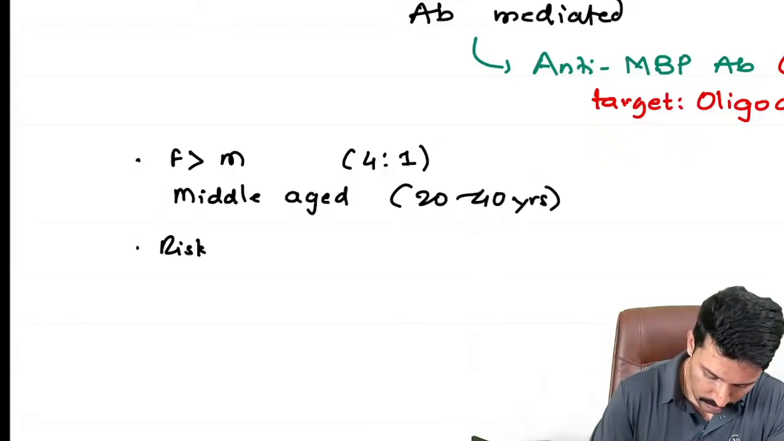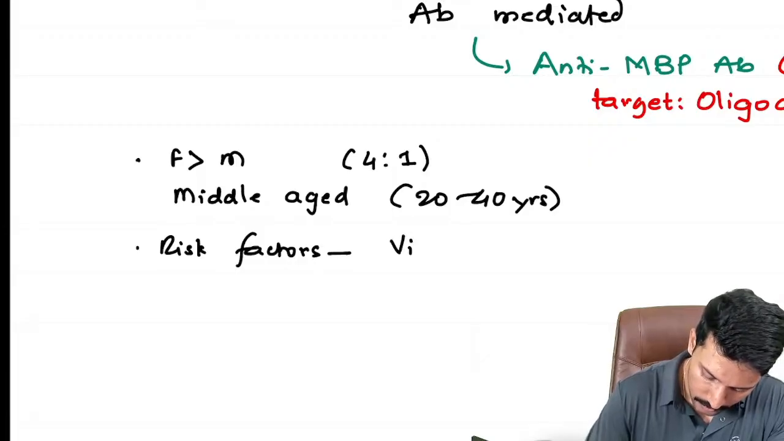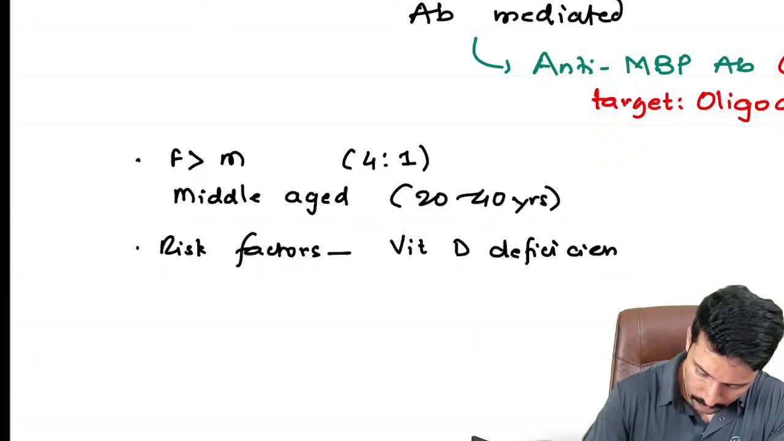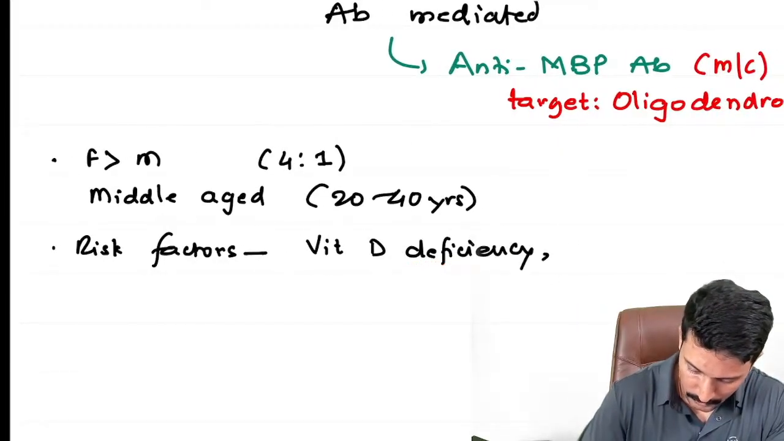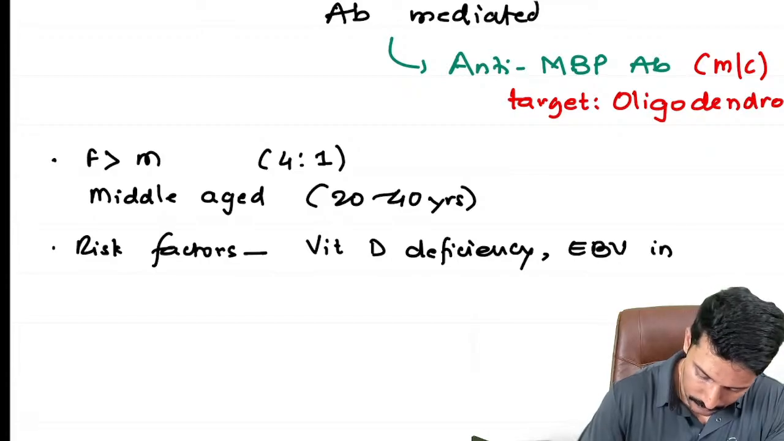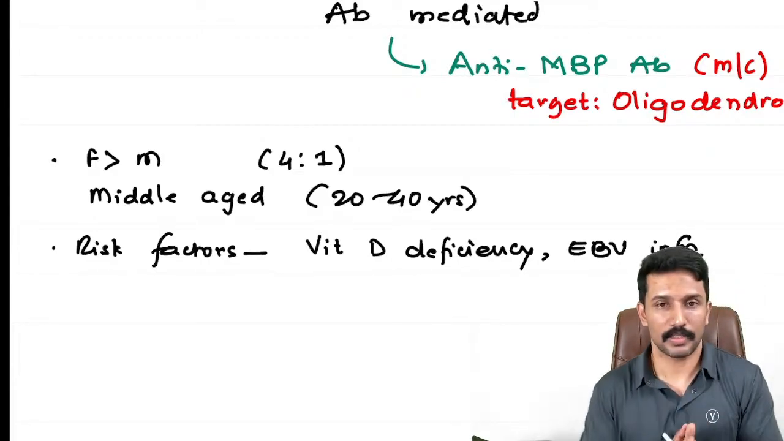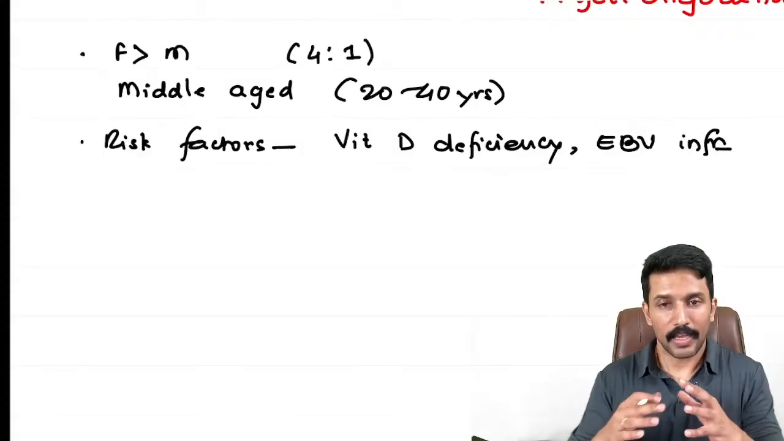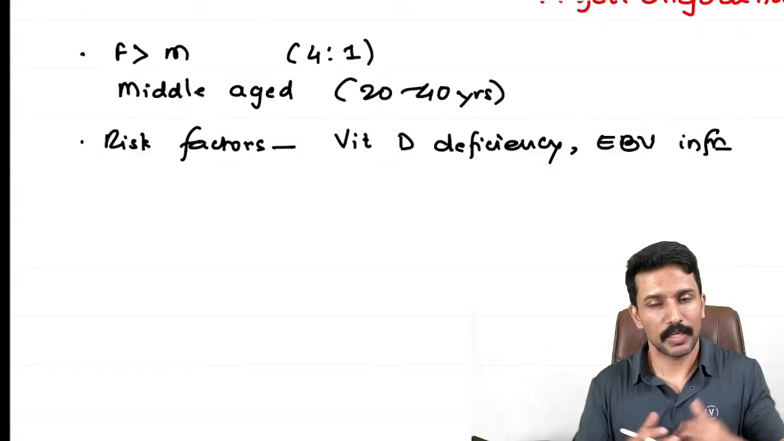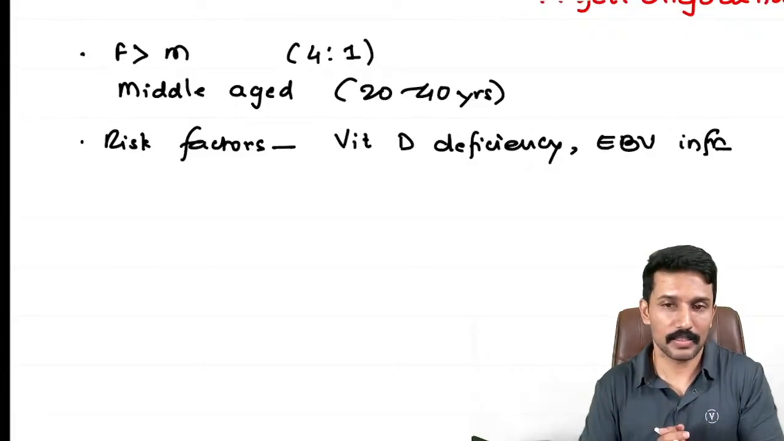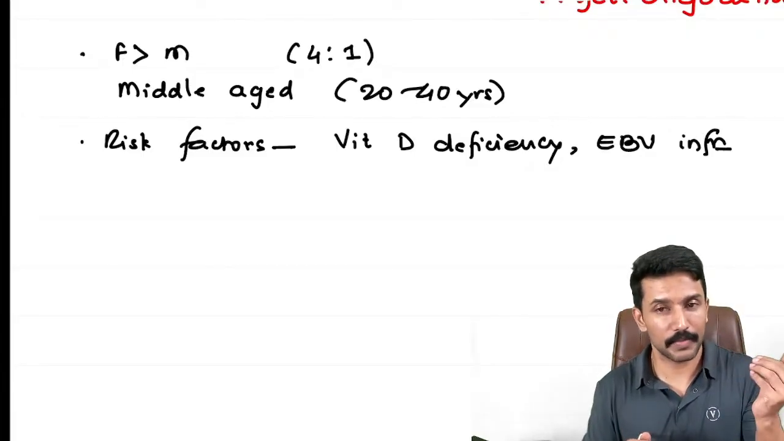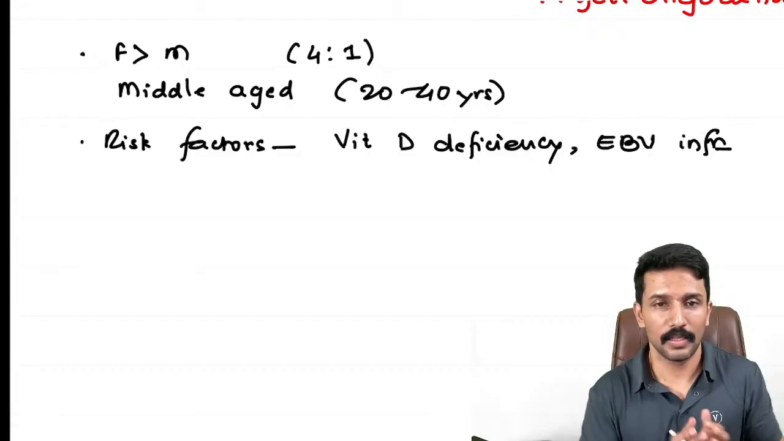The risk factors for this include vitamin D deficiency, then Epstein-Barr virus infection. These are the important risk factors, and that's why as we move away from the equator, the incidence of multiple sclerosis increases. On the equator, like India, which is closer to equator, the incidence is less. But now with rising vitamin D deficiency, multiple sclerosis cases are also increasing in India.